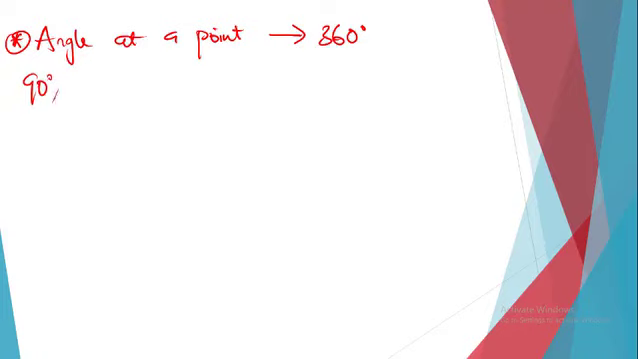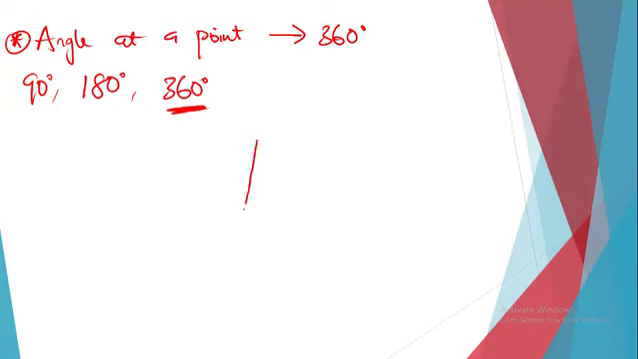Okay, then we have angle at a point. Angle at a point sums up to 360 degrees. Now I want you to note all these things. Complementary angle is 90 degrees, supplementary is 180, but angle at a point is 360 degrees. The sum of angle at a point is 360 degrees. It's important to note that.